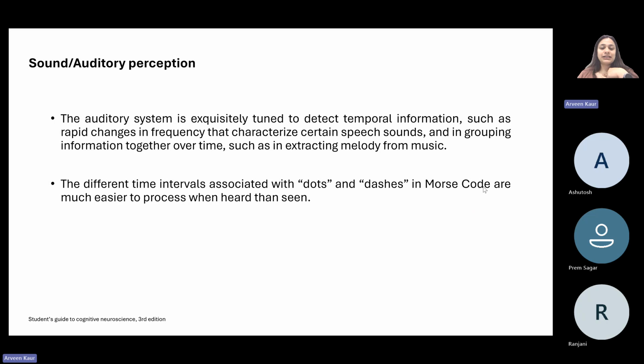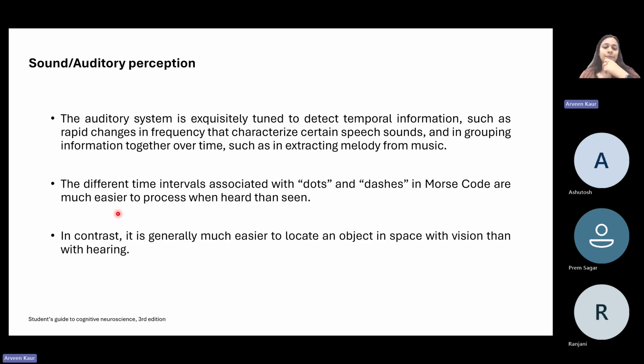The different time intervals associated with dots and dashes in Morse code are much easier to process when heard than seen, right? So Morse code can be heard and it can be seen, and it has been found that it is easier to process when it is heard rather than when it is seen. So temporal information is probably better tuned by the auditory system, right?